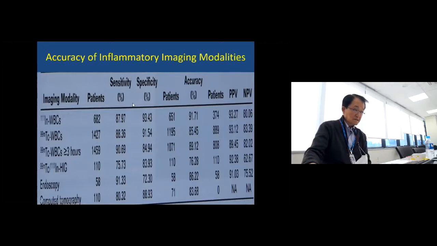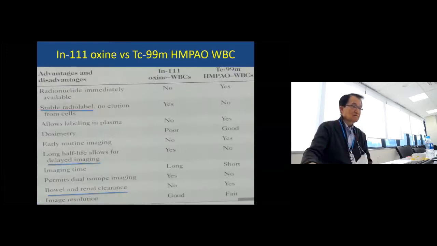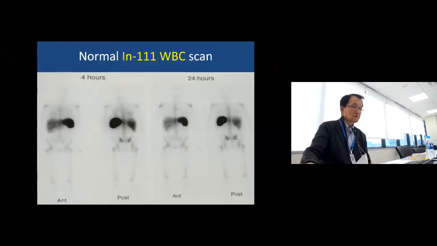So using all these different agents, sensitivity is all similar at around 80 to 90, and specificity is very good. And comparing the indium oxine label versus technetium, indium labeling is more stable. Technetium is not as stable, but it's cheaper and quicker. With indium, we image at 4 hours to 24 hours. Here there's intensely increased activity in the spleen, indicating labeled cells, whether white cell, red cell, or platelet. But red cell and platelet show the cardiac pool, aorta, or vena cava, while leukocyte shows nothing.